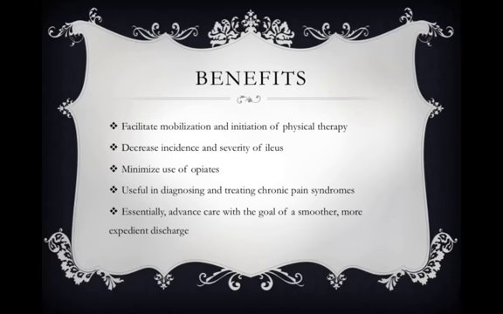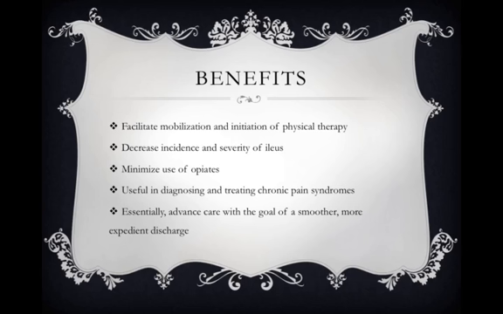Some of the benefits of a peripheral nerve block include facilitating mobilization and the initiation of physical therapy, because once the pain is controlled in that local area, the patient is able to proceed with moving that extremity or that area of the body, and then being able to benefit from early therapy. Second is a decreased incidence and severity of ileus, and this is related to decreased opiate use, and the large benefit of this is that they can advance their diet much faster.